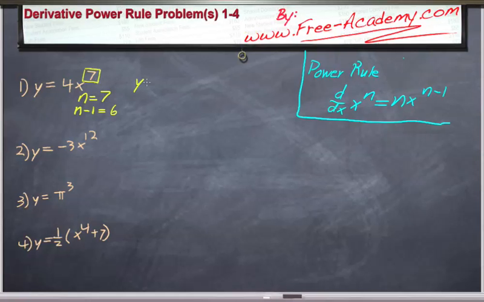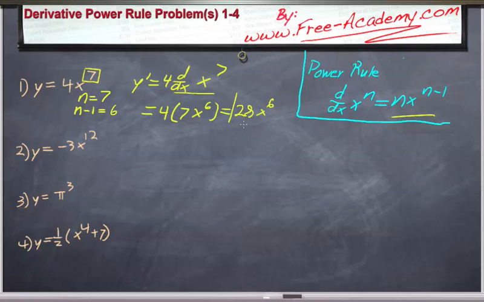So now that we have this, y prime is going to equal 4 times the derivative with respect to x of x to the 7th. The 4 stays on the outside, and whenever we have d by dx of x to the n, we use our power rule. So we write n times x to the n minus 1. And this equals 28x to the 6th.